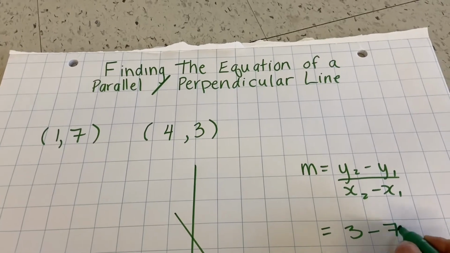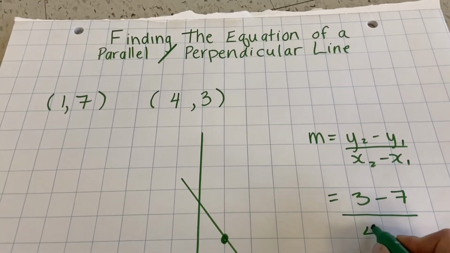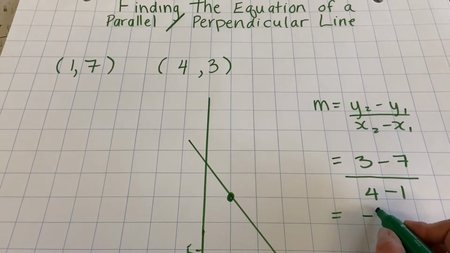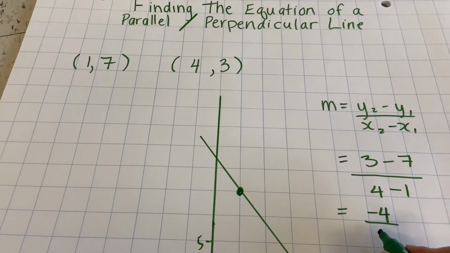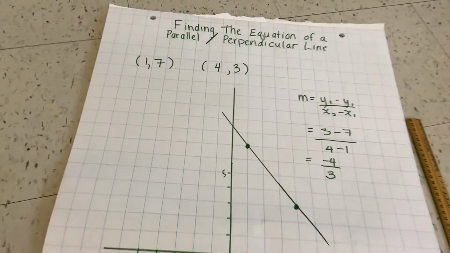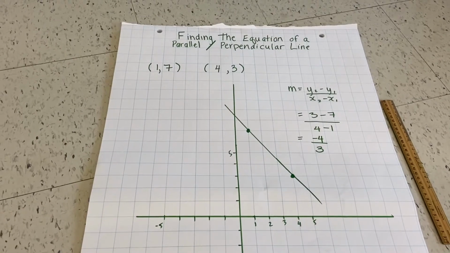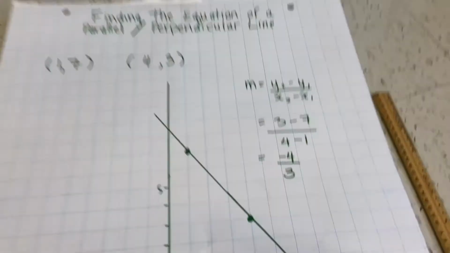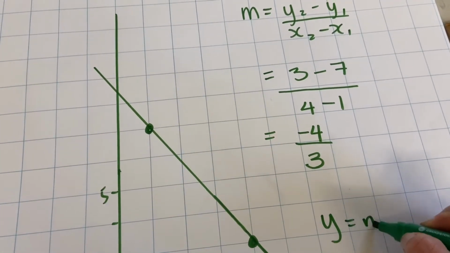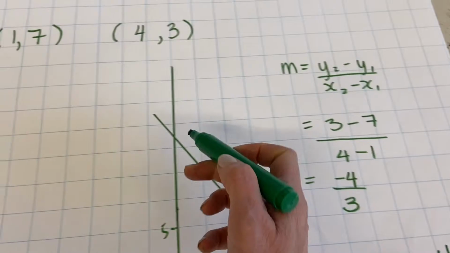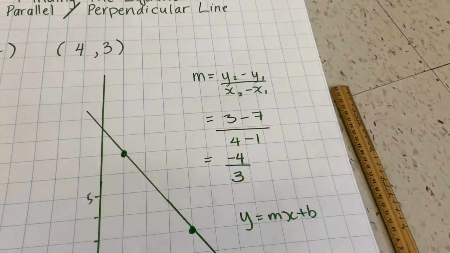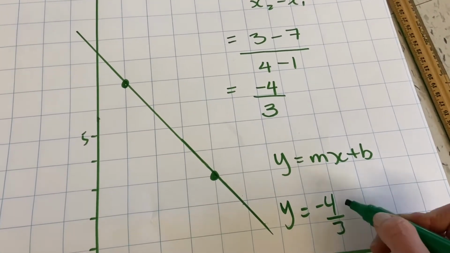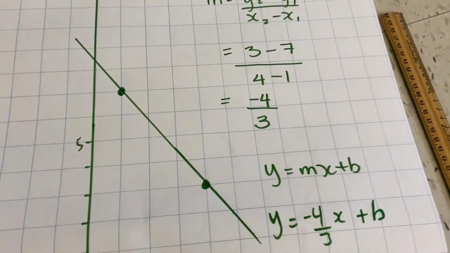So I'm going to have 3 subtract 7 divided by 4 subtract 1, which gives me: 3 subtract 7 is -4, and 4 subtract 1 is 3. So I know that this is a line with slope -4 over 3. And I want to use the equation y is equal to mx plus b, and that will help me find my y-intercept. So I'm going to plug in my slope: -4 over 3 x plus b, and I need to find my b.